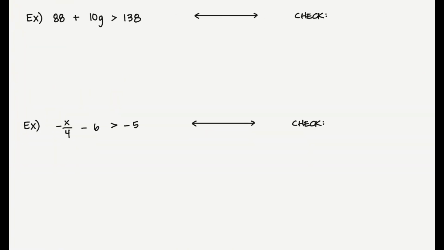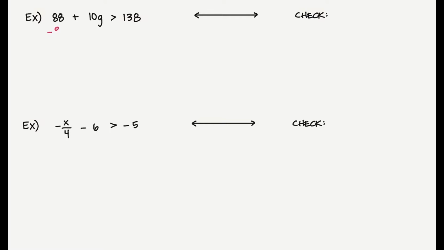88 plus 10g is greater than 138. So I'm going to subtract the lonely number on both sides. And I'm left with 10g is greater than 50. Now I can divide both sides by 10. That's the leech. And g is greater than 5. So this one was pretty straightforward.